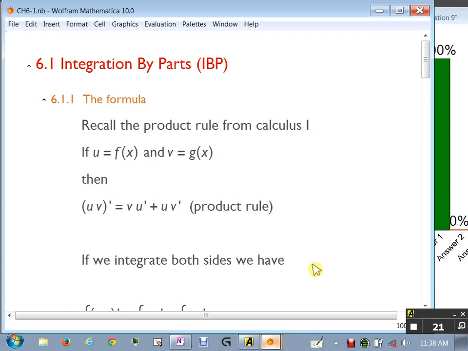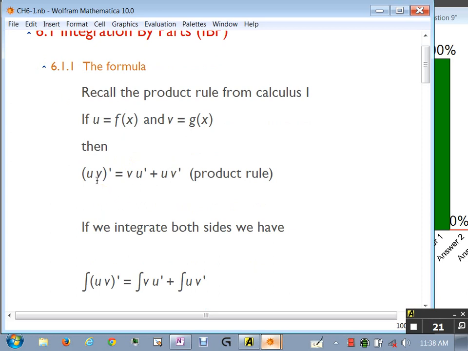If you recall from Calculus 1, if we were given two functions, f and g, which in this case, instead of calling them f and g, I'm going to call them u and v, then if you were asked to find the derivative of u times v, you would have to employ the product rule, which would tell you that it's vu prime plus uv prime, right? Different books have these orders different ways, but I want you to all agree that this is okay. That is a form of the product rule.